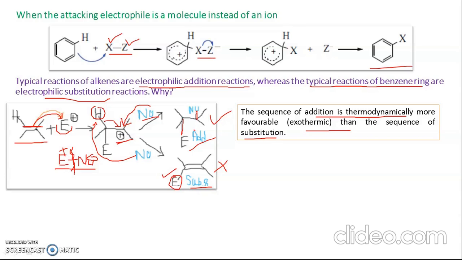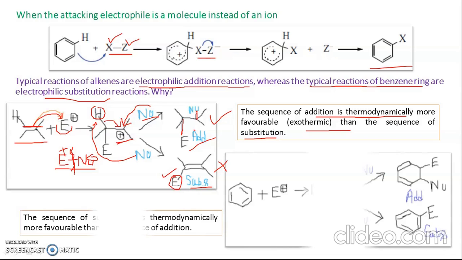So that is the reason that it is exothermic. So the sequence of addition is thermodynamically more favorable than the sequence of substitution, and that is the reason that typical reactions of alkenes are electrophilic addition reactions. But what about the benzene ring?